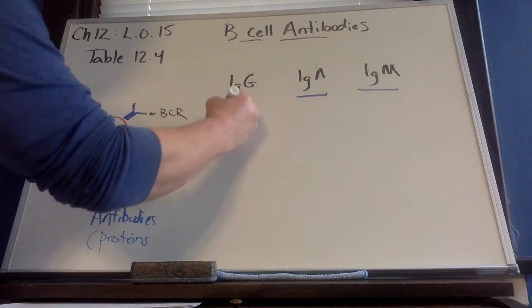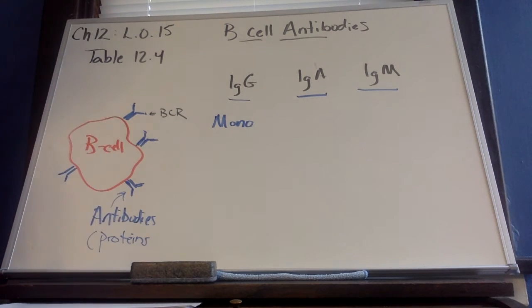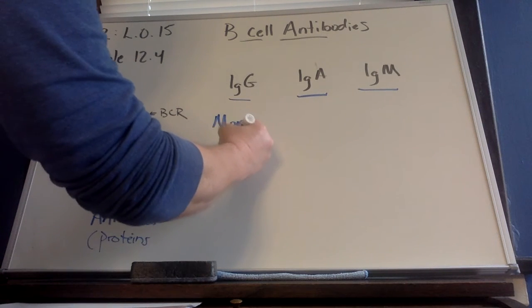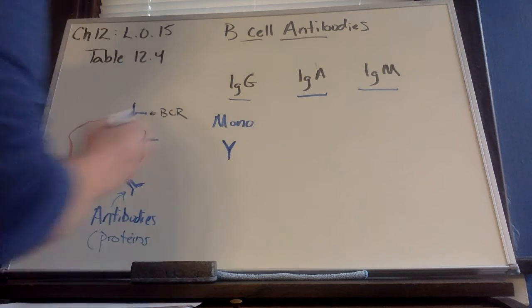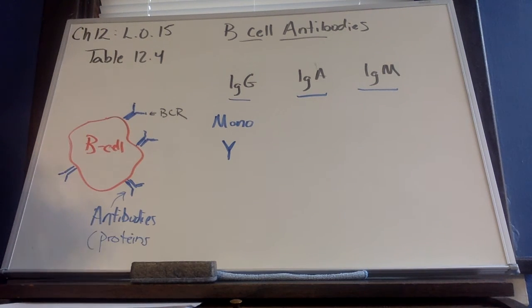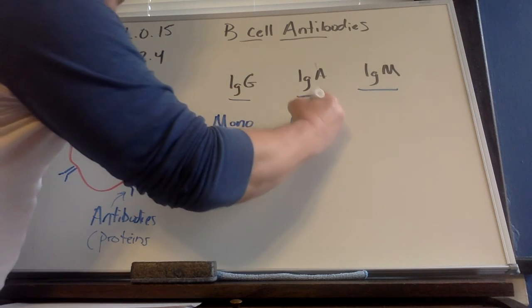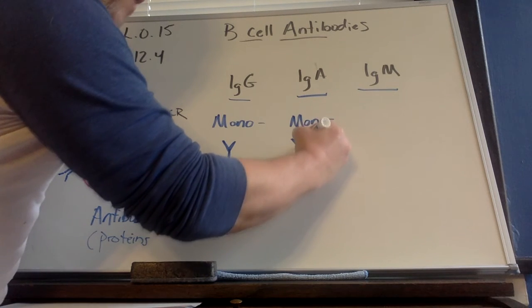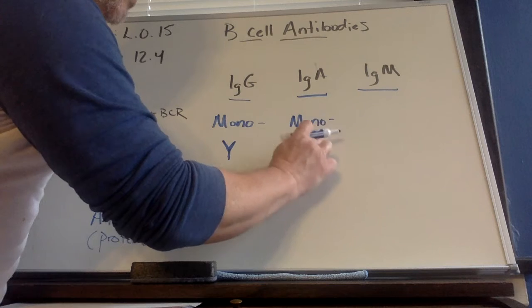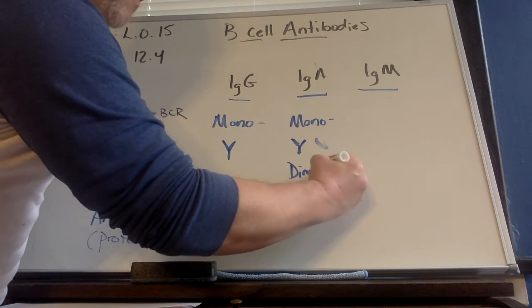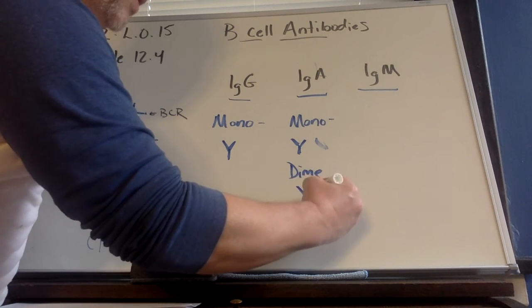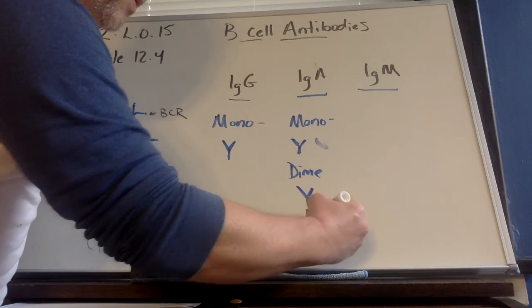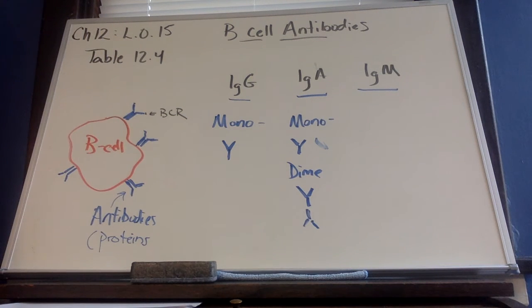So G's only come in what's called a monomer. That means a monomer is essentially a single Y structure. So each of these that I've drawn over here are monomers. IgAs can come in monomers, meaning that they have a single Y. They can roam around as single Ys, or they can double up as teams. And when you have a team of 2, you have what are known as dimers. So this is when you have 2 of those Ys together.